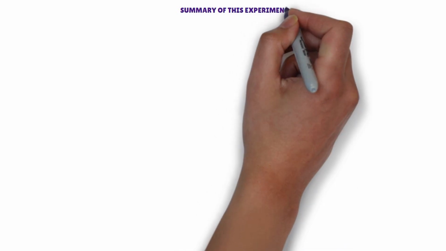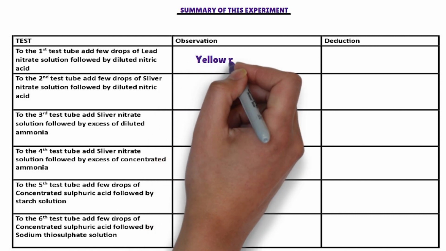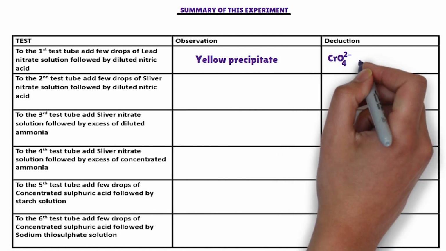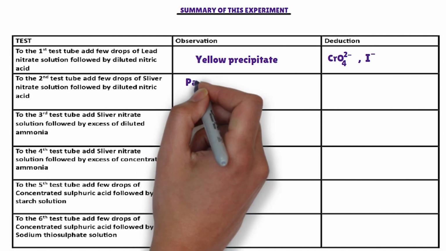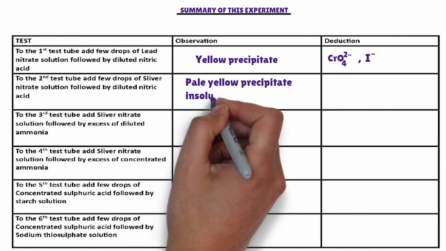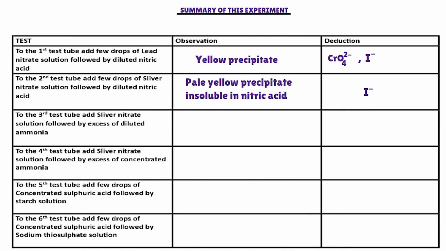Summary of this experiment. To the first test tube, lead nitrate solution is added. The anions that form yellow precipitate when reacting with lead nitrate are chromate ion and iodide ion. To the second test tube, silver nitrate solution is added followed by diluted nitric acid. The anion from the above list that reacts with silver nitrate solution to form pale yellow precipitate, and the precipitate formed is insoluble in nitric acid, is iodide ion.